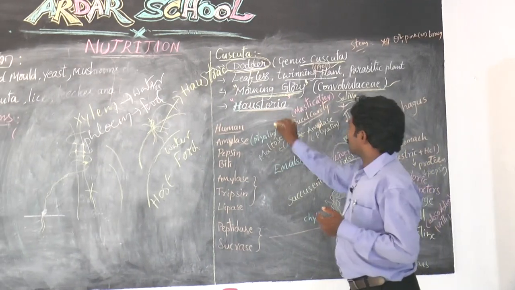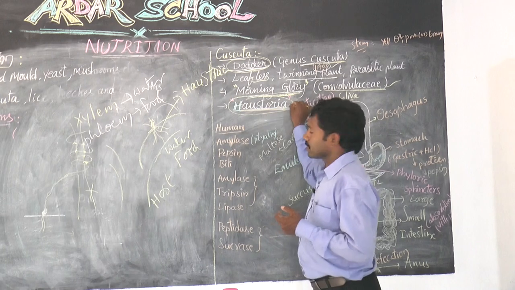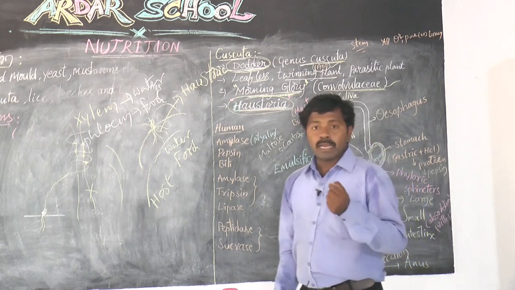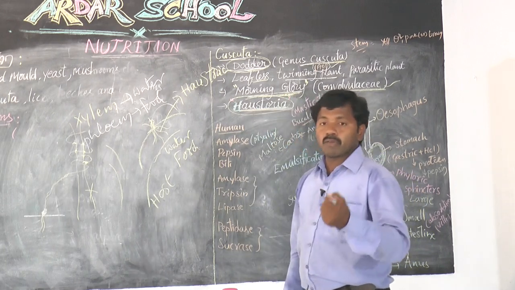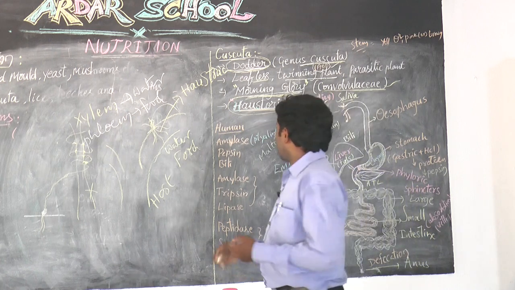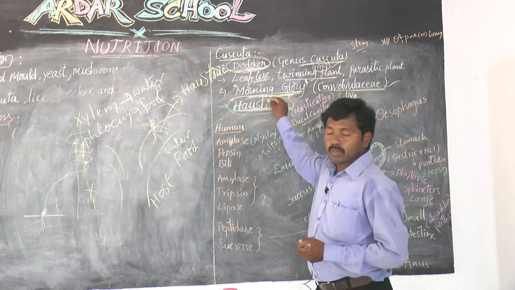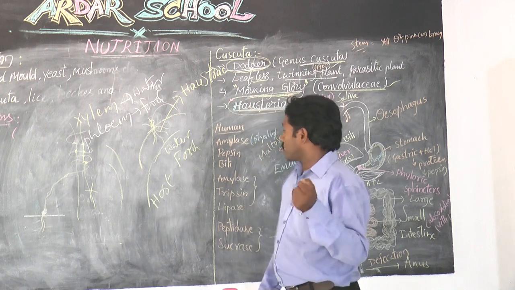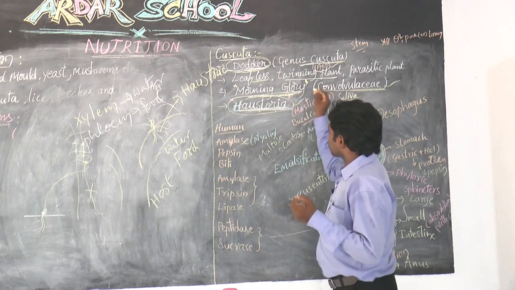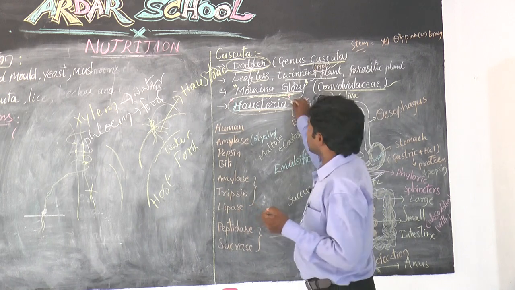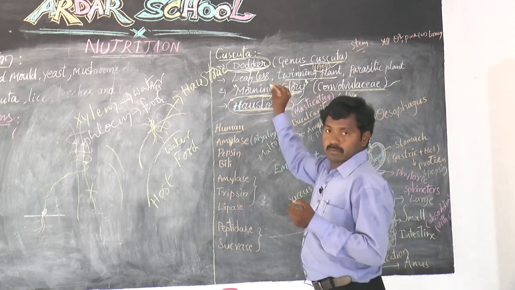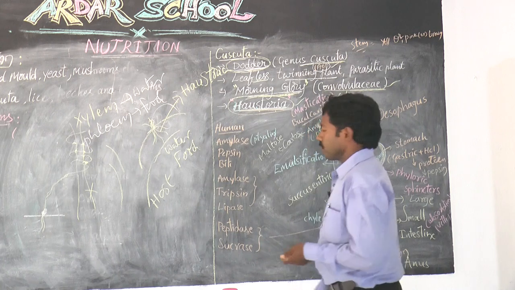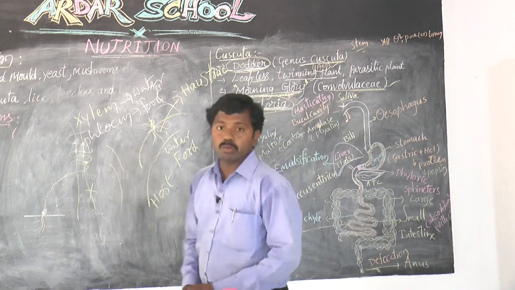Okay. Here the root-like structures, the haustorias, are very helpful to the plant. They can collect the food material and water from the host with the help of haustorias. So this is nutrition in plants. Next one, digestion in human beings.